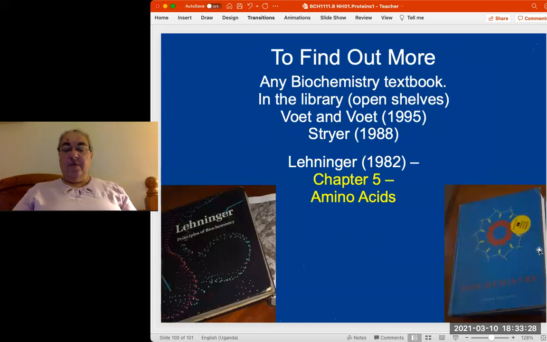Okay, so that is all that I wanted to cover in this lecture, but just to encourage you to look up more, to find out more. Amino acids have been known about for a long time, so there are good sections in the older textbooks that we have in the library as hard copy. So there are many copies of Lehninger that look like this, or Stryer that look like this. And there is a good chapter 5 in Lehninger, for instance, on amino acids that will give you all this information.